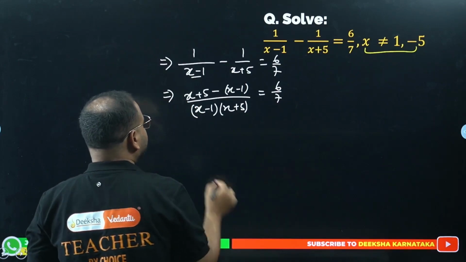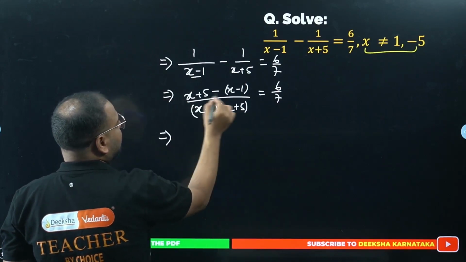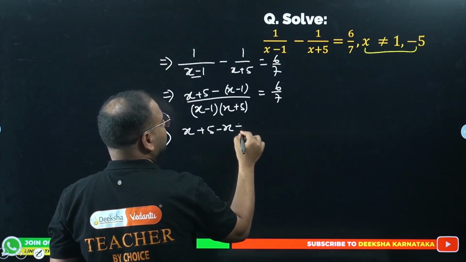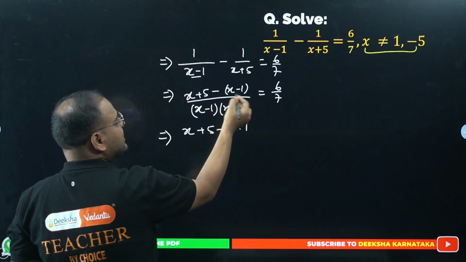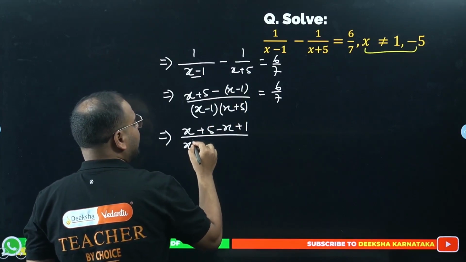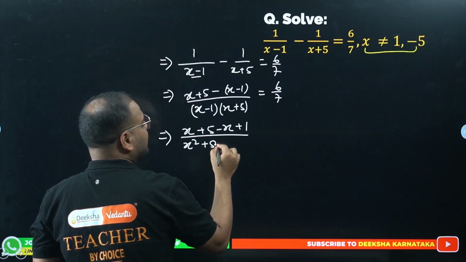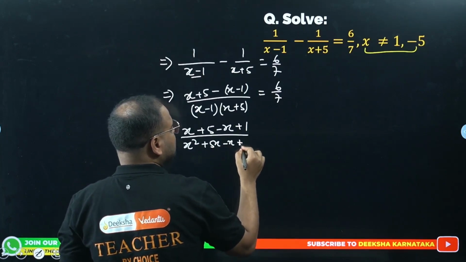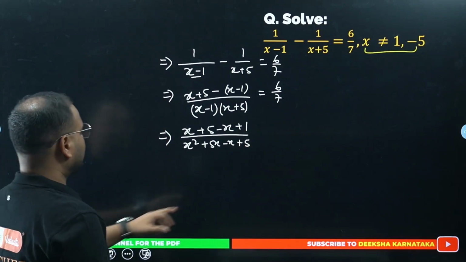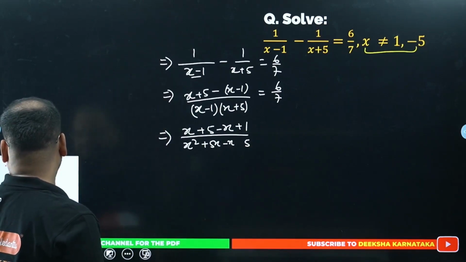Let's continue. So this will become what? X plus 5 minus x plus 1. I'm opening the bracket, the second one, minus x and plus 1. Over here, this will become x square plus 5x minus x, pardon me, minus 5. This is minus 5.